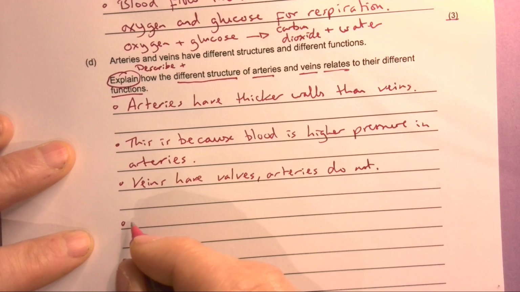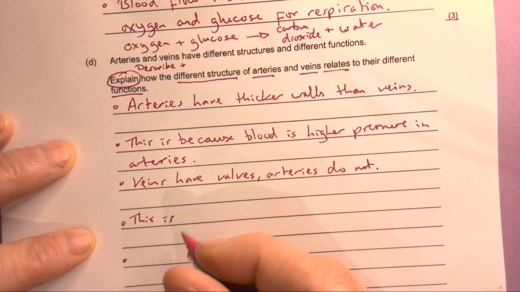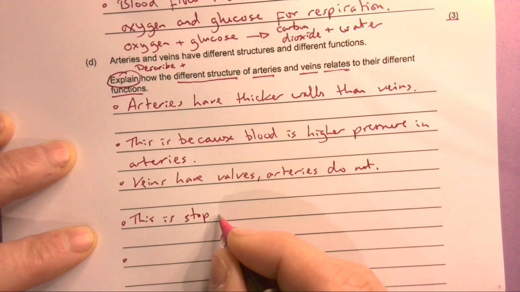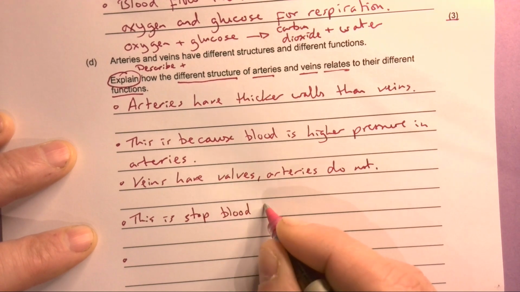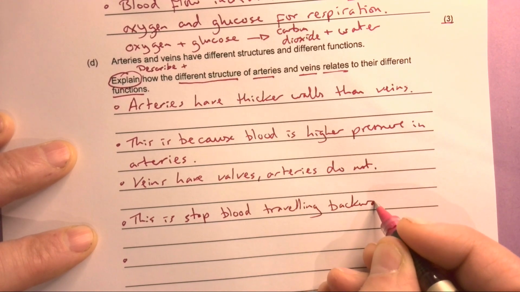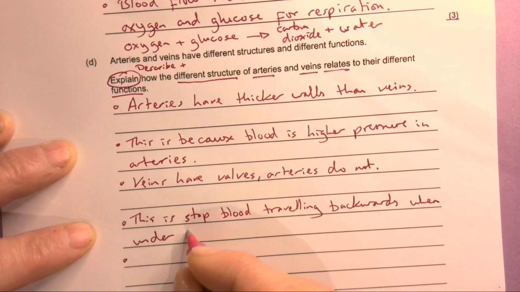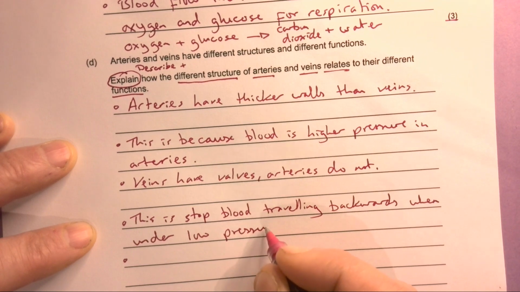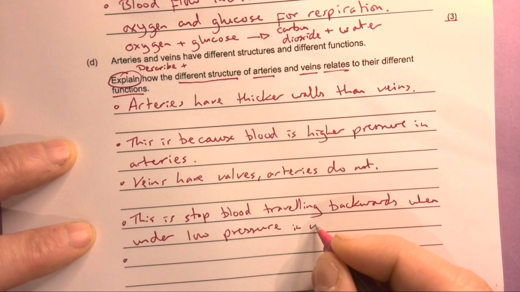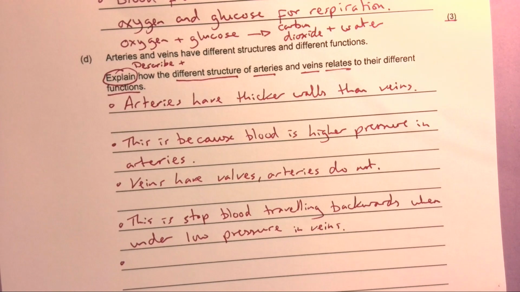Well, this is to help stop blood travelling backwards when under low pressure. So it can't travel backwards in arteries because it's such high pressure. Whereas in veins, low pressure means that potentially it could flow backwards, couldn't it?